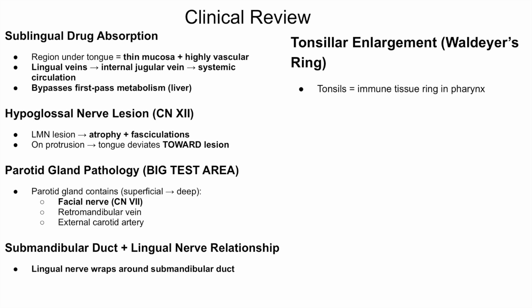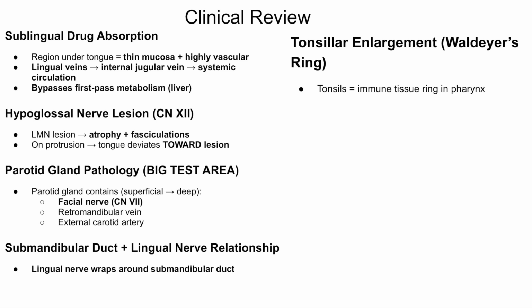The parotid gland section is labeled as a big test area for a reason, because the important concept is layering of the structures within the gland from superficial to deep. Facial nerve first, then retromandibular vein, then external carotid artery. The facial nerve is the most clinically important because it branches within the gland. That means parotid tumors or surgeries risk facial paralysis, even though the nerve does not innervate the gland itself. So it's just passing through, unfortunately in a very vulnerable way.